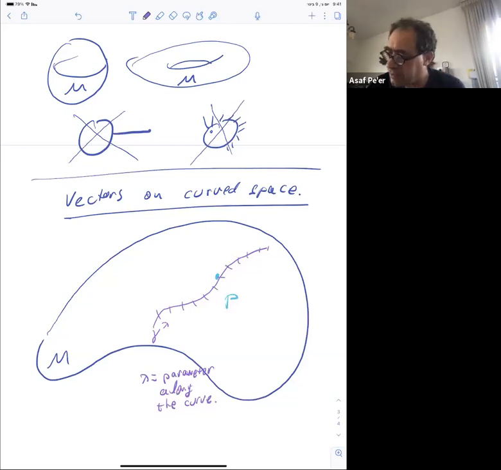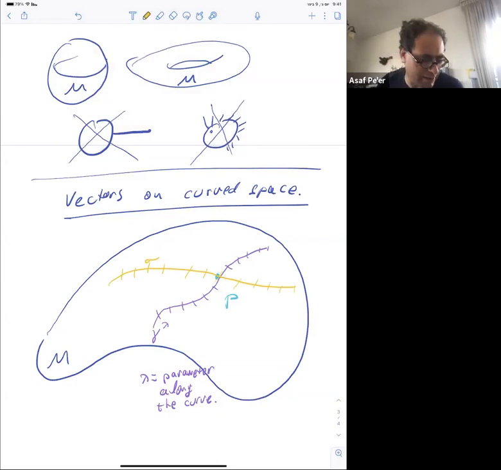I can think of another curve. This is another curve, but it also goes through P. And there will be another parameter along this other curve. It can be sigma. I don't know how to call these curves, so I'm not naming them.